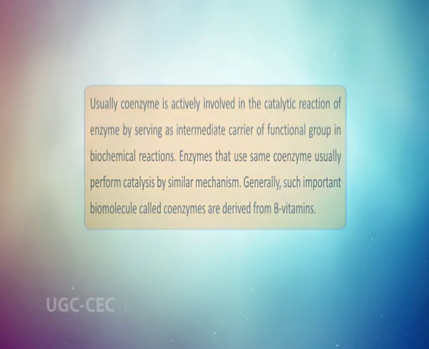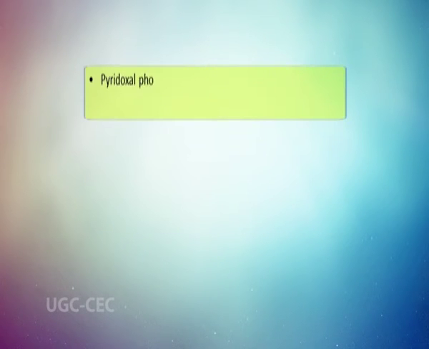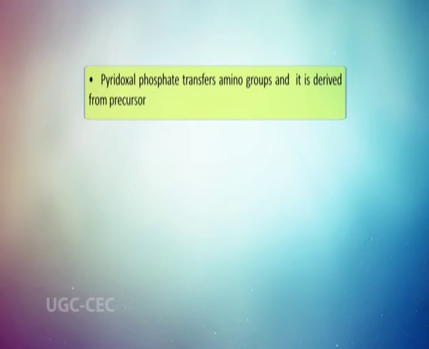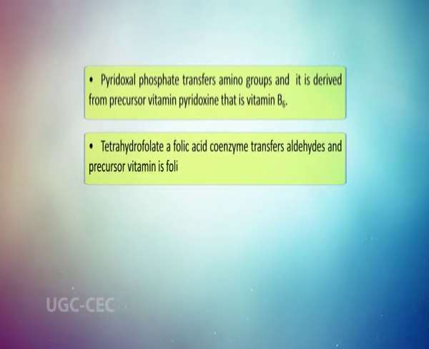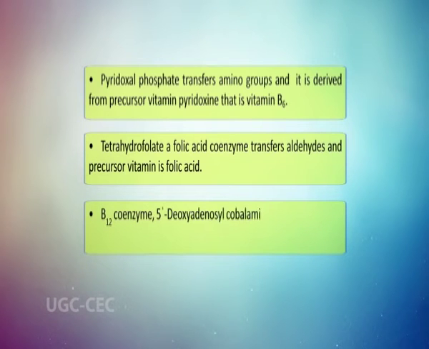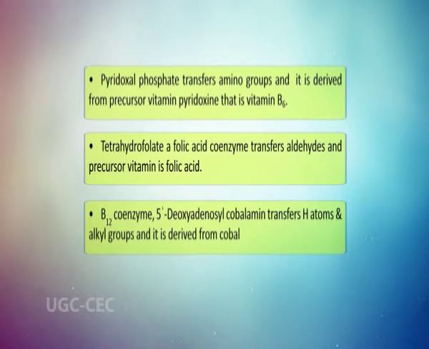Now see, coenzyme pyridoxal phosphate transfers amino group, and it is derived from precursor vitamin pyridoxal, that is vitamin B6. Then tetrahydrofolate, a folic acid coenzyme, transfers aldehydes, and the precursor vitamin is folic acid. B12 coenzyme 5'-deoxyadenosylcobalamin transfers hydrogen atom and alkyl groups, and it is derived from cobalamin, vitamin B12.